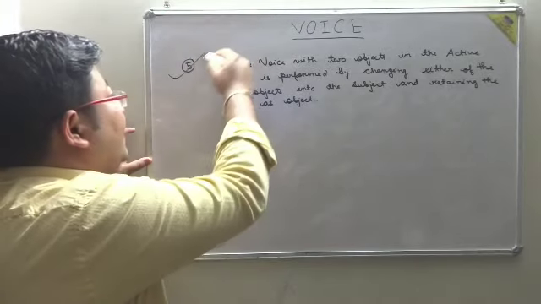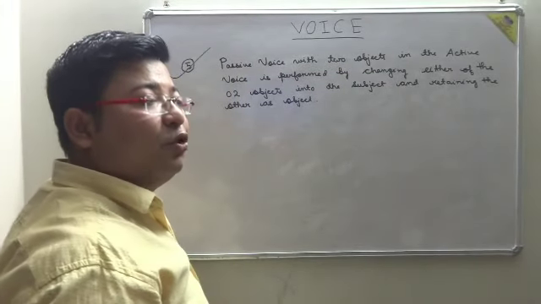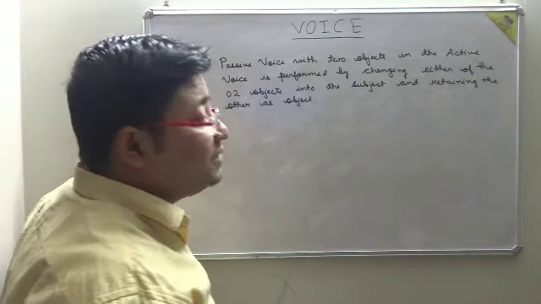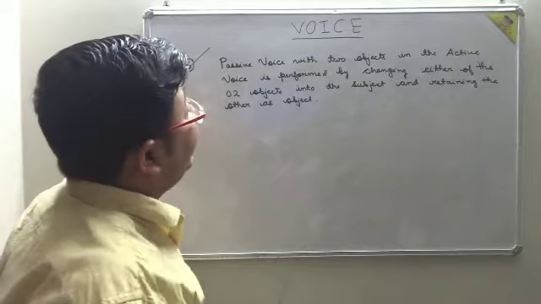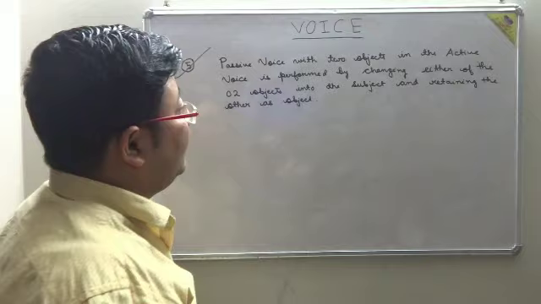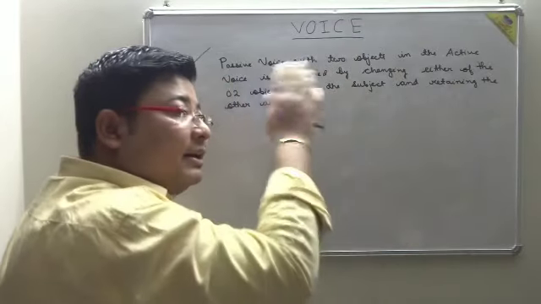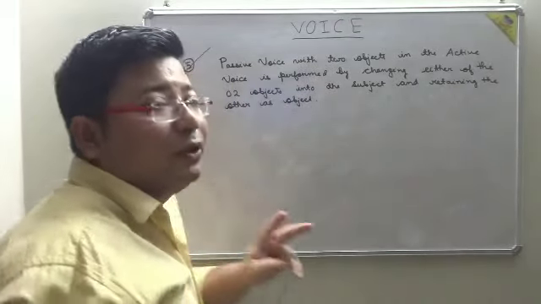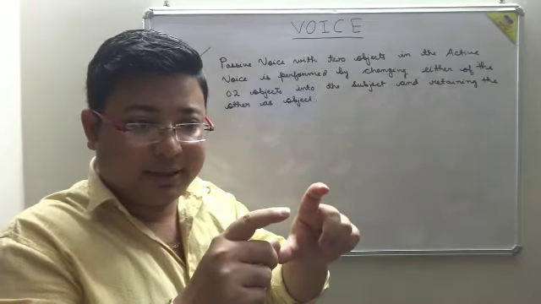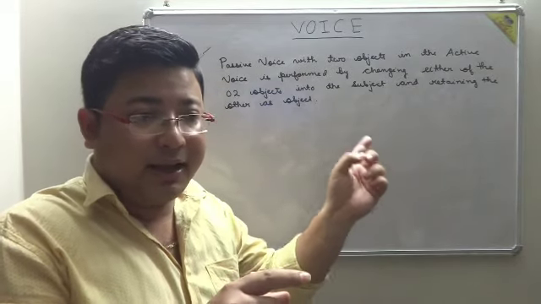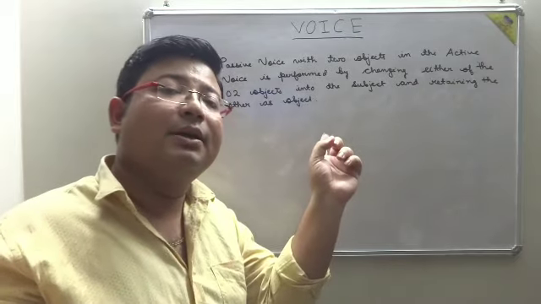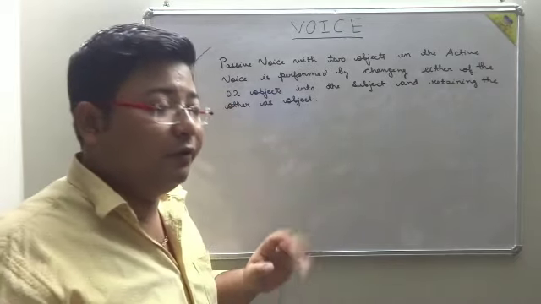Our fifth rule, okay, for converting active voice into passive voice. What is our fifth rule? Just observe it. Passive voice with two objects in the active voice. There will be two objects in the active voice. It is performed by changing either of the two objects into the subject and retaining the other as the object. It means there will be two objects in the active voice. We'll keep one fixed and make the other one the subject. And again we can do it another way. We can keep the other one fixed and use that as the subject. I'll give you one example, it will be very clear, okay?